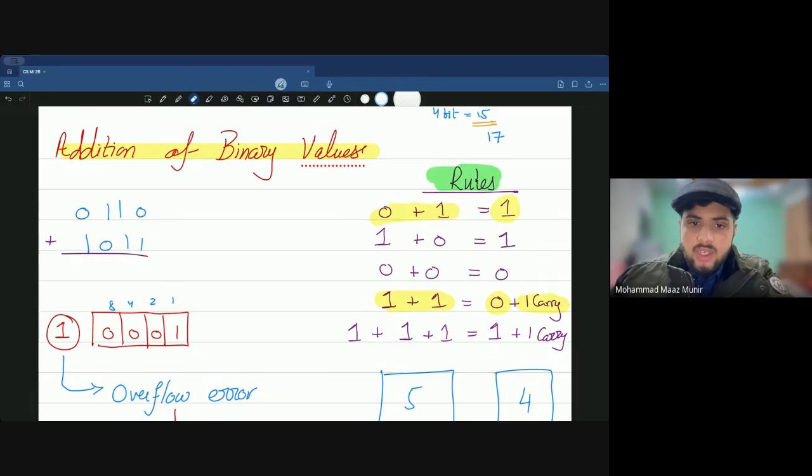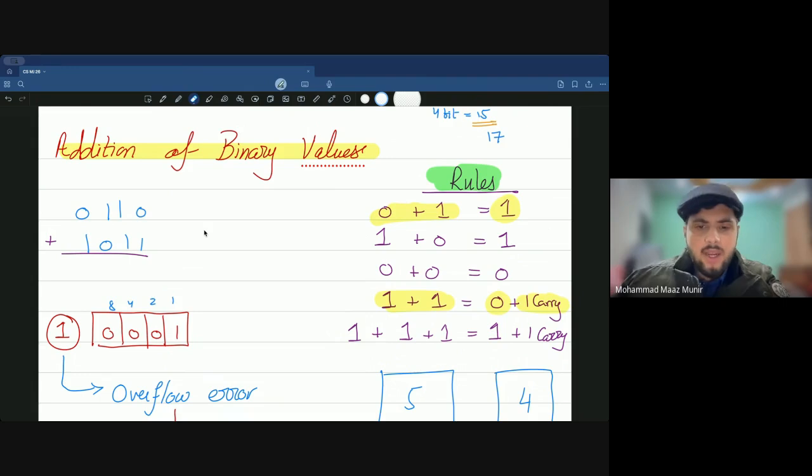We need to learn that if we have 0 and 1 being added, the answer is going to be 1. When 1 plus 0 is being added, the answer is also going to be 1. This is basically the opposite of each other, right? So 0 plus 1, the answer is 1, and just like that, if it was 1 plus 0, the answer would still be 1. Then let's say you have 0 added with 0. The answer is going to be 0. If we have 1 being added with 1, the answer is going to be 0, but we're going to have 1 carry. And finally, if 1 is being added with 1, and we had a carry up there too, the answer is going to be 1 with 1 carry.